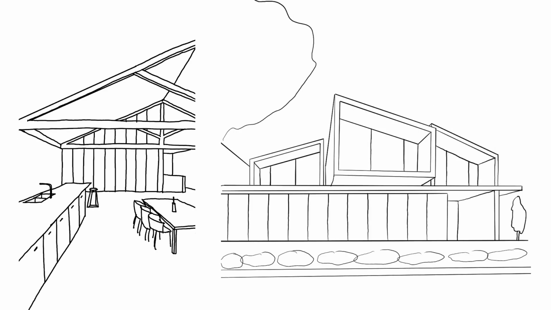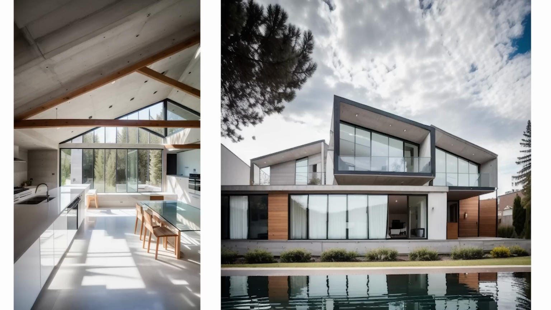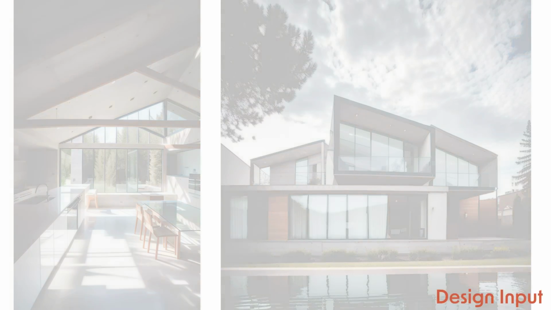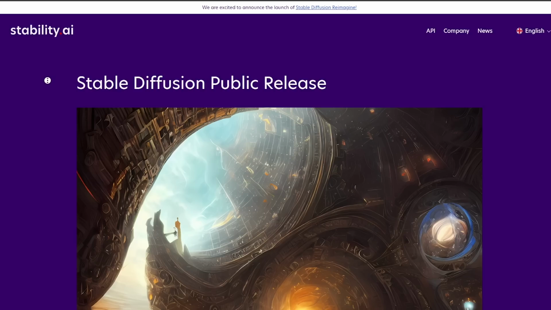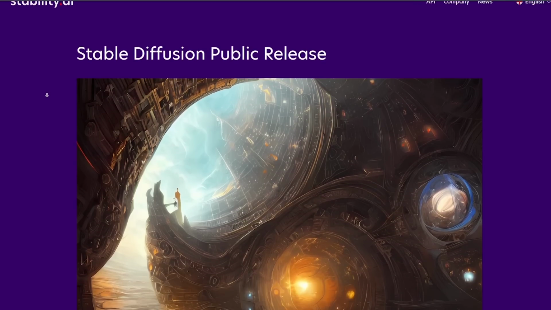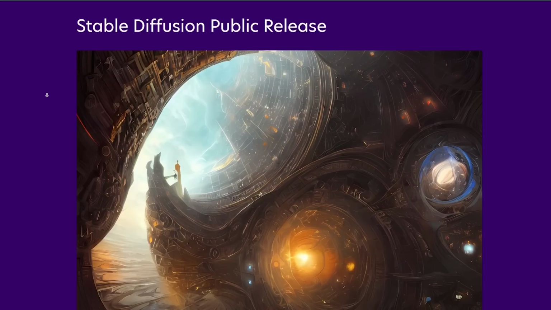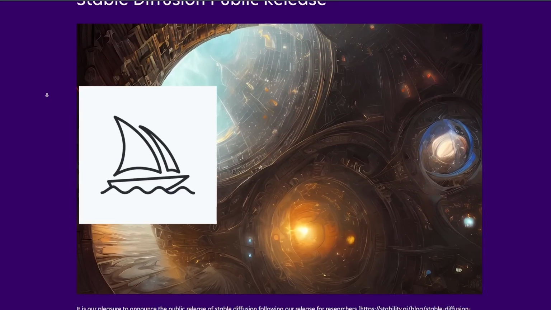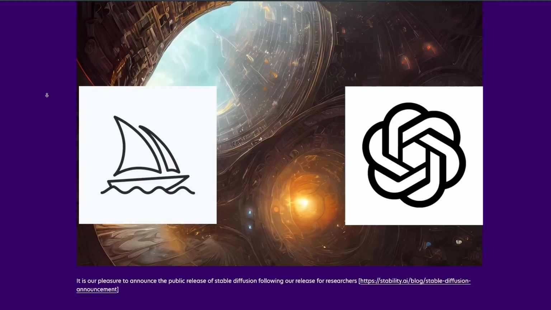Okay, let me show you how you can turn these quick drawings into realistic renders like these using AI just in seconds. For this, we will use Stable Diffusion AI. Stable Diffusion is an open source deep learning text-to-image model. If you ever heard of Midjourney or DALL-E, it is similar to them.